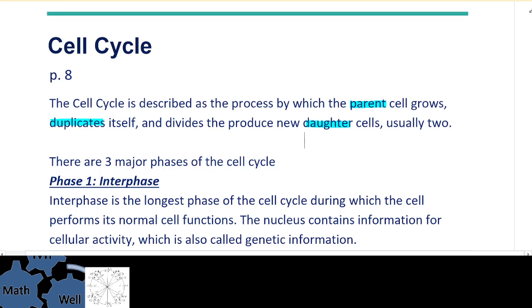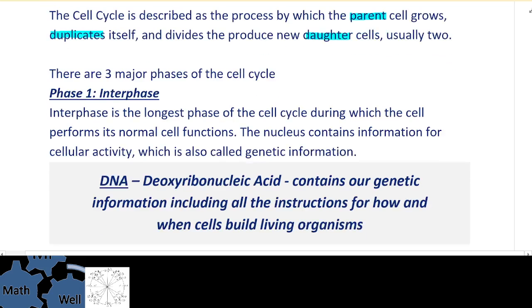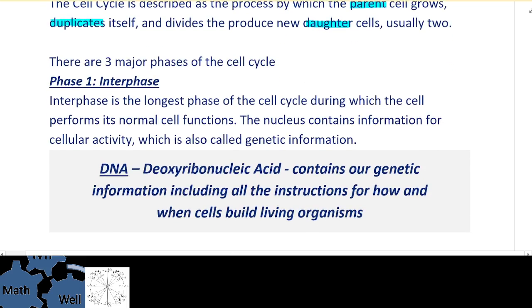There are 3 major phases of the cell cycle. Phase 1 is called interphase. Interphase. Write that down. Interphase is the longest phase of the cell cycle, during which the cell performs its normal cell functions. I guess I don't have any blanks in this paragraph, right? The nucleus contains information for cellular activity, which is also called genetic information. So you might want to highlight a couple of these words.